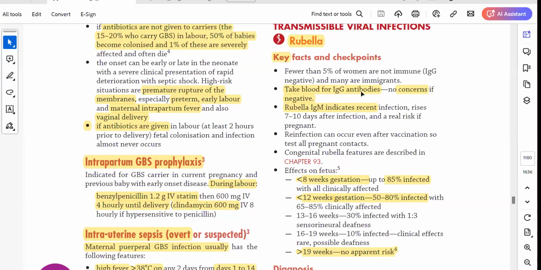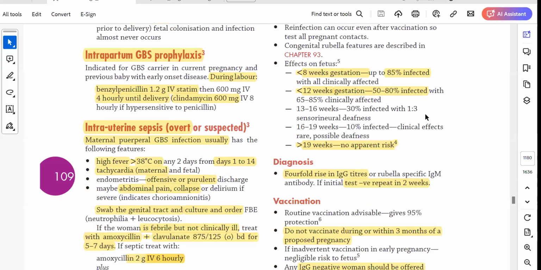Now in here they say to take blood for IgG antibodies, no concern if negative. Actually, they did not mean that. The meaning is, if IgG is positive, it means the patient has antibody against it. So let me write it in here so it becomes a little easier for you, because it's a bit complicated. Let's say we have done a test where we found the patient has IgM positive but IgG negative.